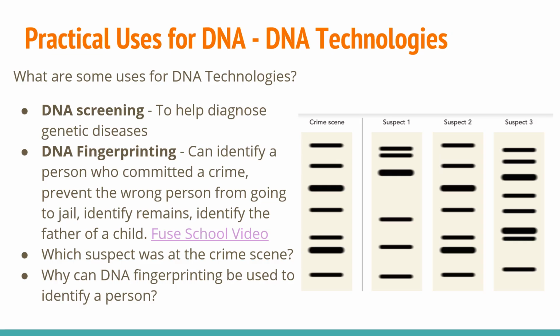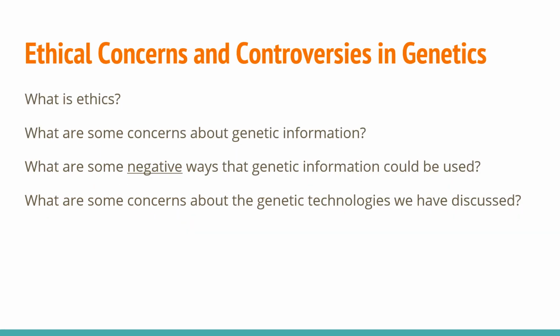Why can DNA fingerprinting be used to identify a person? Everybody has their own unique fingerprint, and that is why DNA fingerprinting can be used to identify a person, because every single human has a unique fingerprint. Ethical concerns and controversies in genetics. What is ethics? Ethics is whether something is right or wrong, whether it's appropriate, whether something is moral.